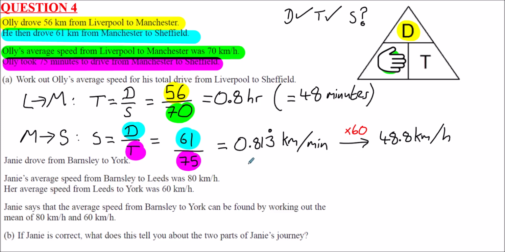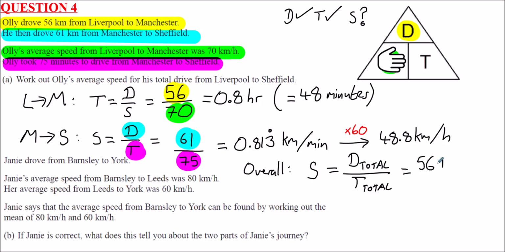So for part A, overall speed is going to be distance divided by time, so d total divided by t total. So the total distance, well, it goes 56 kilometres from Liverpool to Manchester. And then for the journey from Manchester to Sheffield, we know that the distance was 61 kilometres, so 56 plus 61.